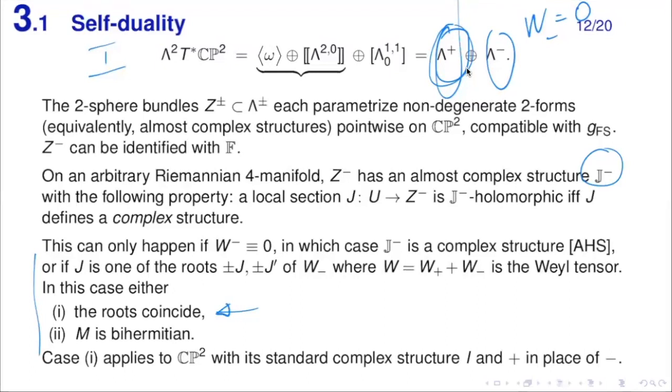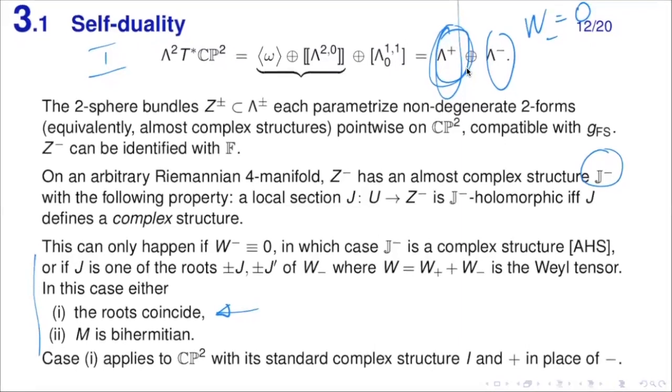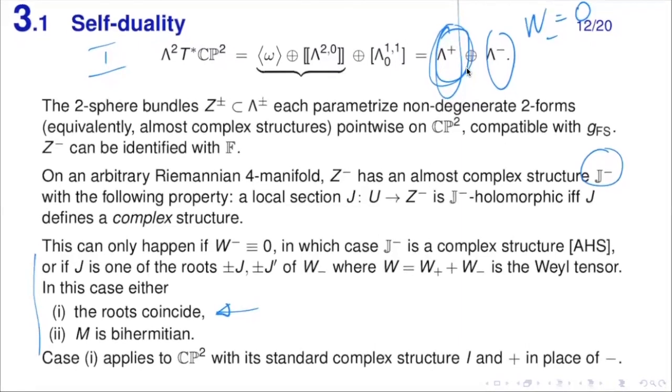Okay, that was a bit of a digression. I'm sorry about that. But that's the sort of background in terms of, if you prefer, the Riemannian geometry of understanding this vertical fibration.